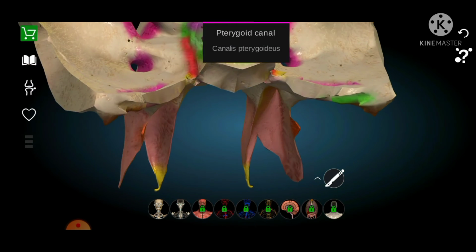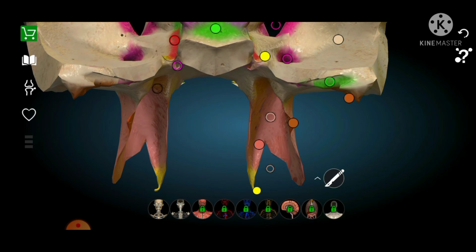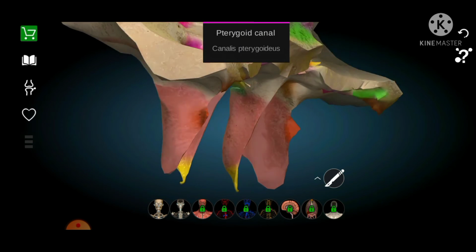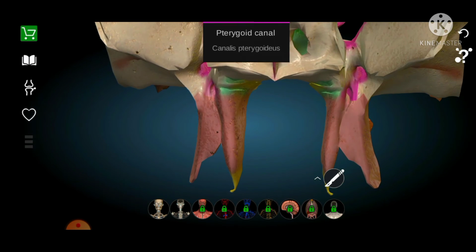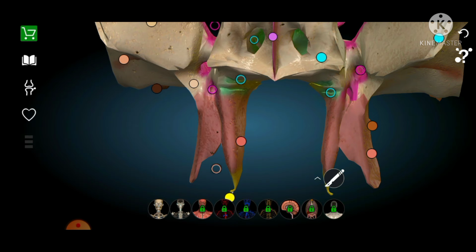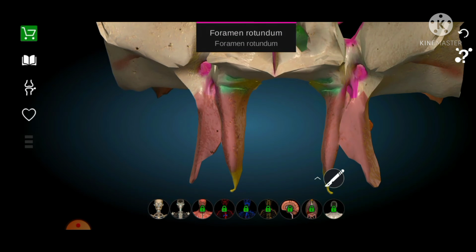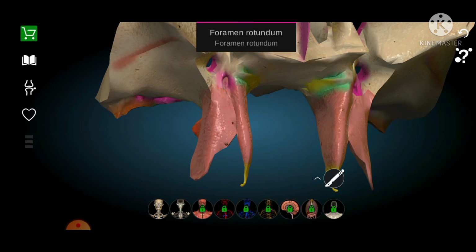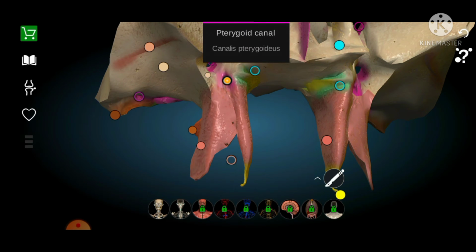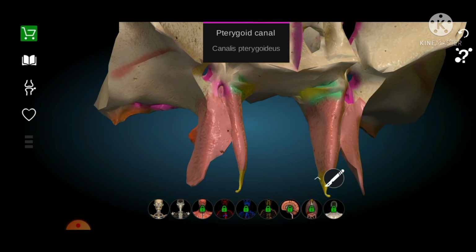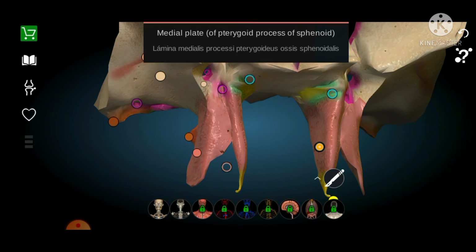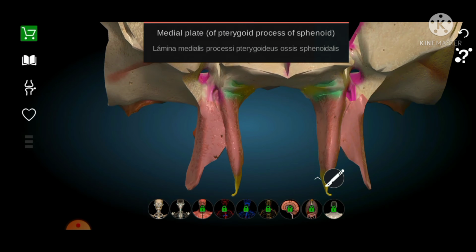This is the pterygoid canal, which opens into this. This is the foramen rotundum. The opening is called the pterygoid canal. This is the opening of pterygoid canal. This is the medial plate of pterygoid process.